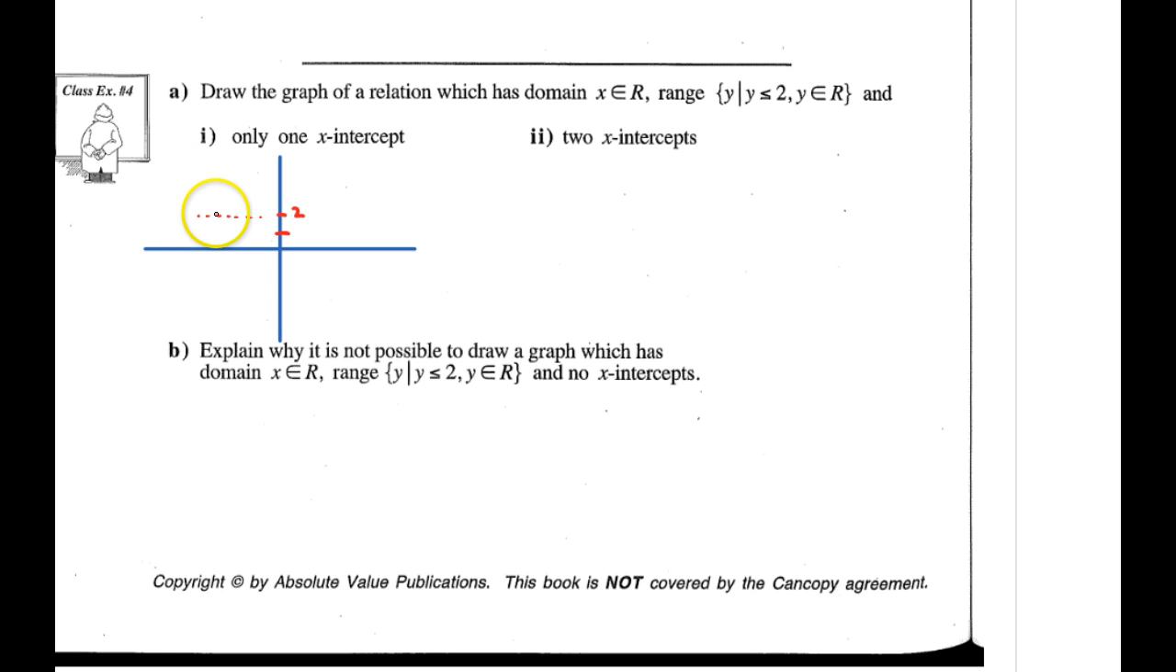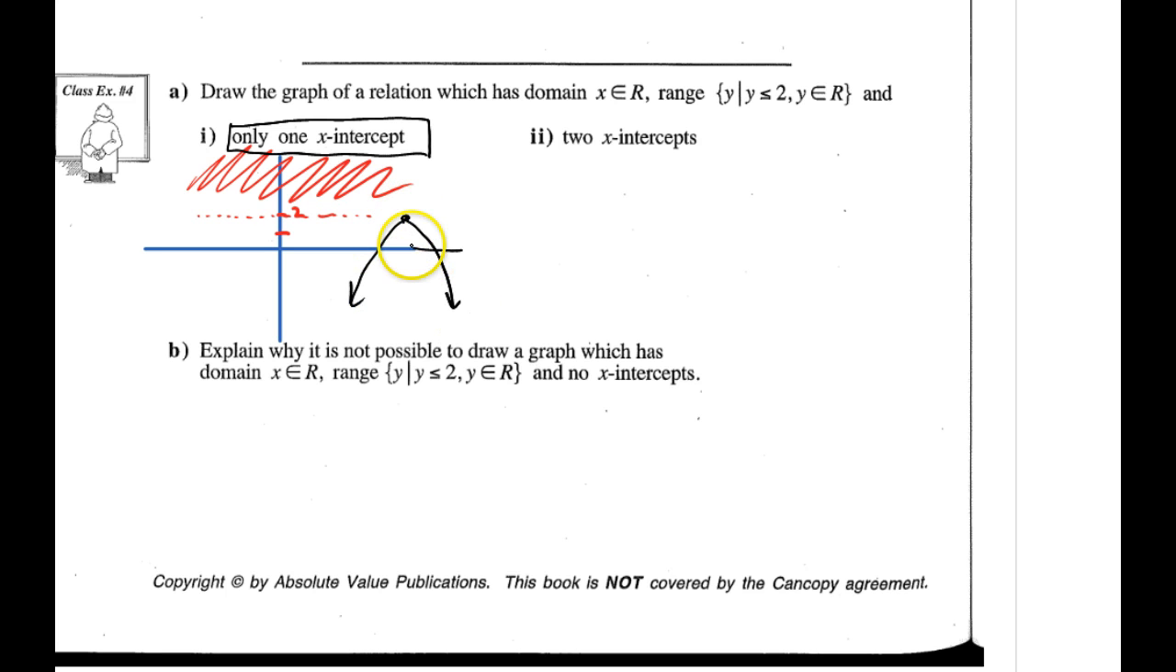Right there. So I'm going to put a dotted line. And because y is less than 2, I know that this upper portion is not going to be where the graph is. The other important point here is that I'm only allowed to have one x-intercept. Okay, so I can do something like that where I have two x-intercepts.